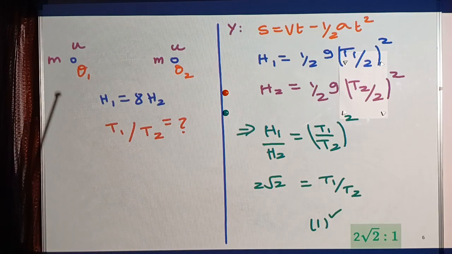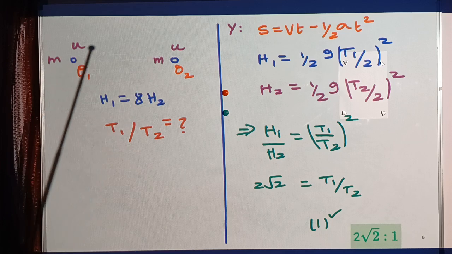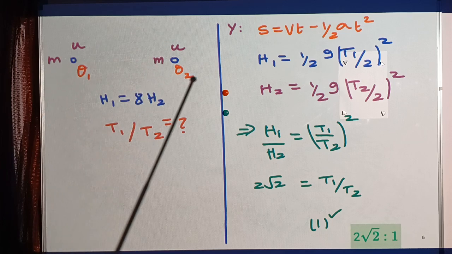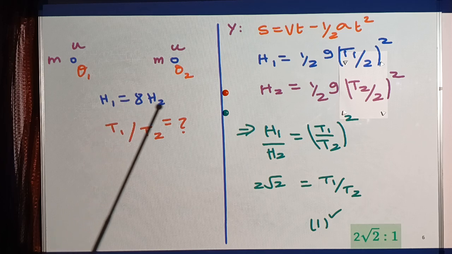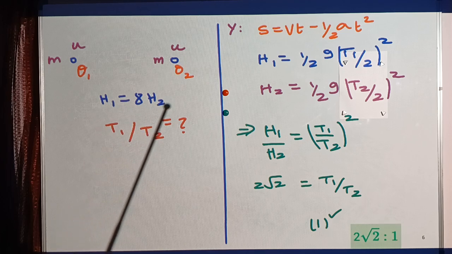This is what I explained here. Two balls of same mass, same initial velocity, but angle of projection is different, theta1 and theta2. The maximum height reached with the first one is 8 times the maximum height reached in the second ball. You have to find the ratio of the flight times.